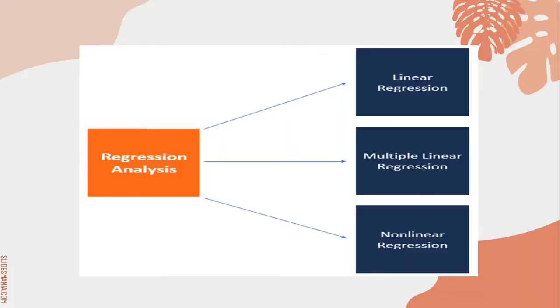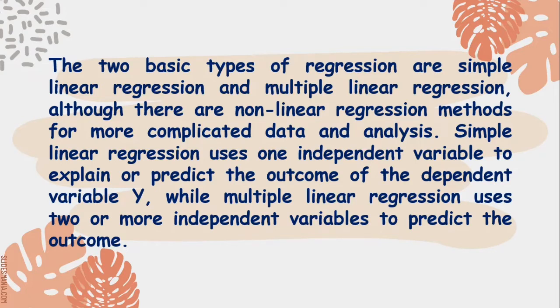These are the types of regression analysis. It includes linear regression, multiple linear regression, and nonlinear regression. The two basic types of regression are simple linear regression and multiple linear regression, although there are nonlinear regression methods for more complicated data and analysis. Simple linear regression uses one independent variable to explain or predict the outcome of the dependent variable y, while multiple linear regression uses two or more independent variables to predict the outcome.